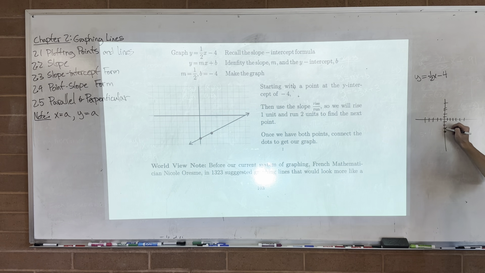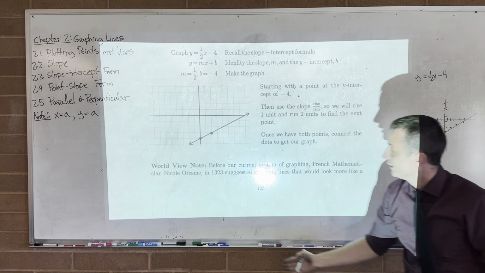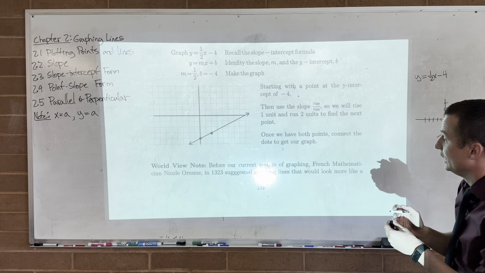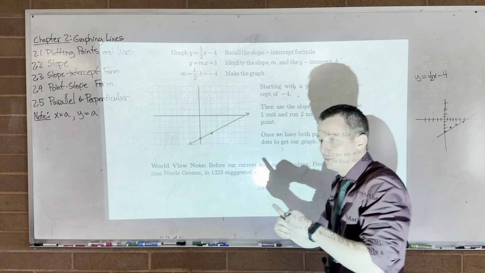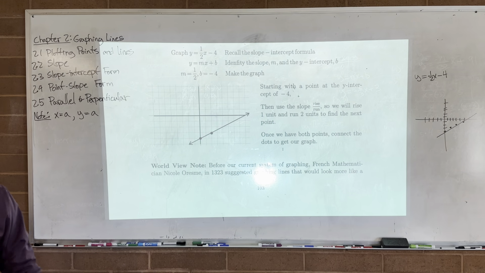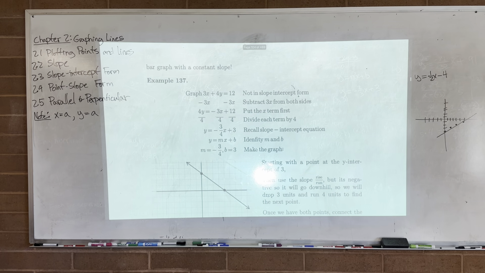Then our slope is 1/2. So if you go up 1, you go over 2. If you go up 1, you go over 2. And our line looks something like that. And we got basically the same line. So that's how you graph the line. Pretty simple.